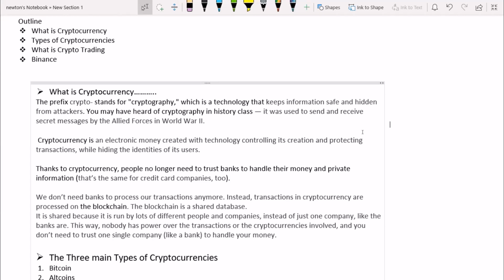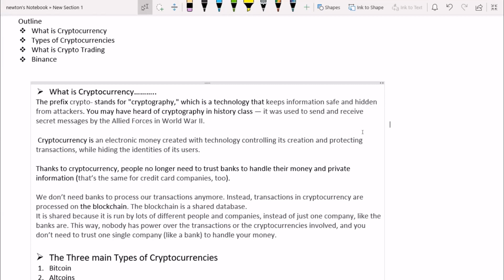Now, come down to currency. We know currency is just money. Let's come down to our local vicinity here. We know we have access to the naira, so that's currency. It's a medium of exchange. You can use your naira to buy anything, so that's currency. We all know what currency is. So now, bringing the words cryptography and currency together, we end up with the word cryptocurrency. And what is cryptocurrency? Cryptocurrency is an electronic money created with technology, controlling its creation and protecting transactions while hiding the identity of its users.